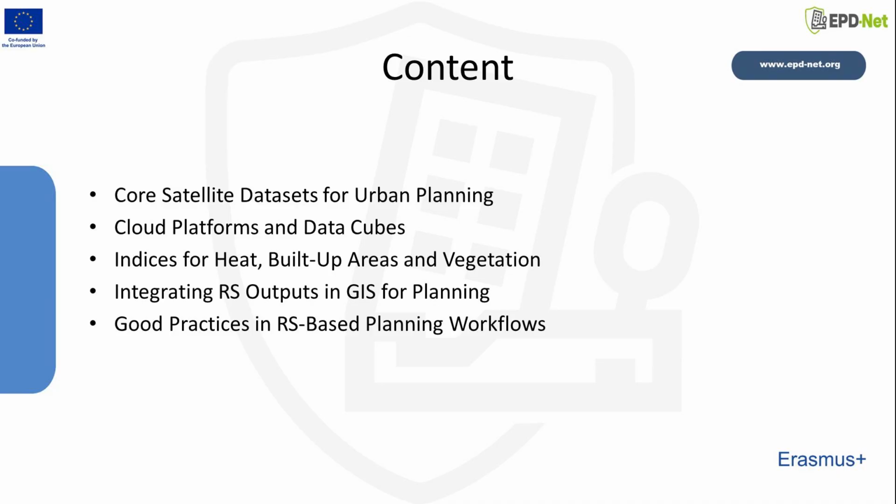The second part presents the main categories of tools: desktop GIS platforms, specialized remote sensing packages, and cloud computing environments. The third part describes typical workflows that transform imagery into planning-relevant products, including pre-processing, index calculation, classification, change detection, and integration with other spatial data.